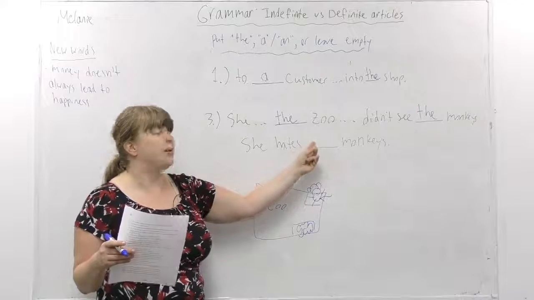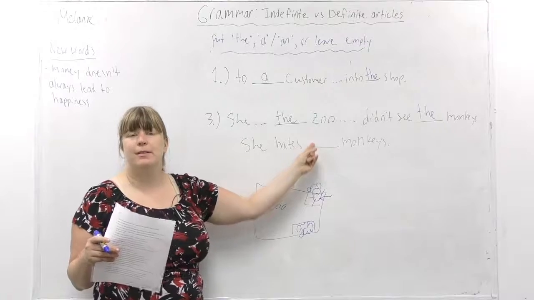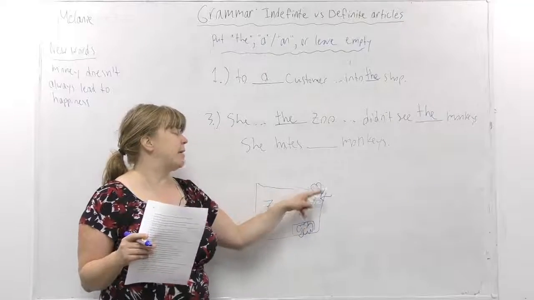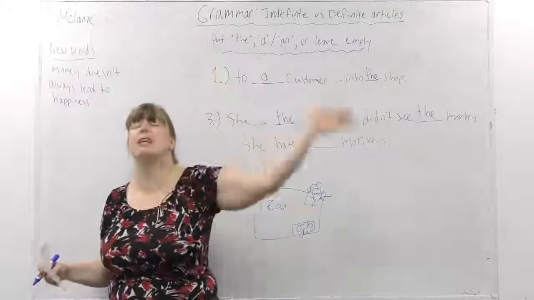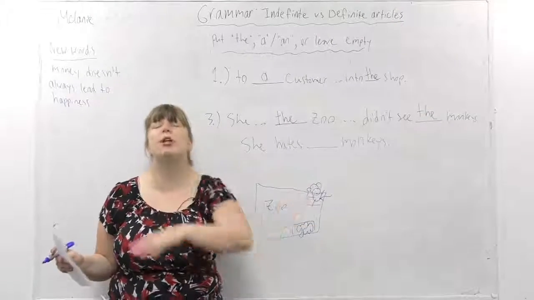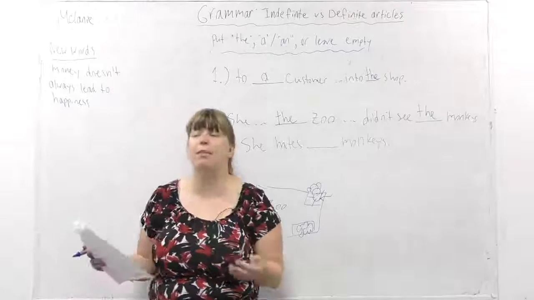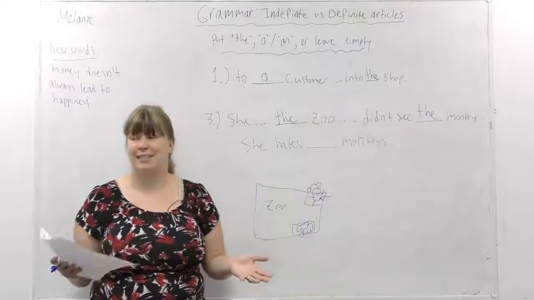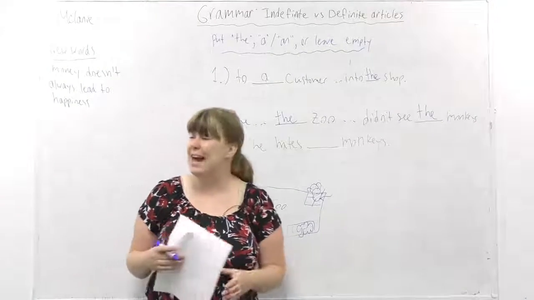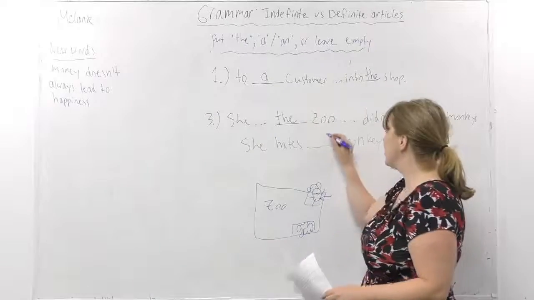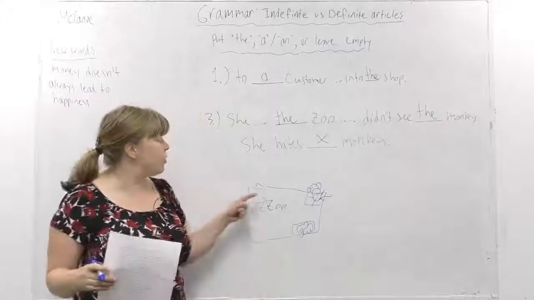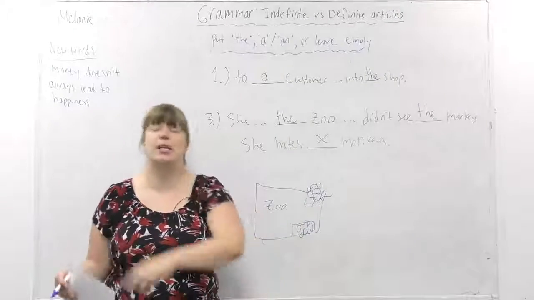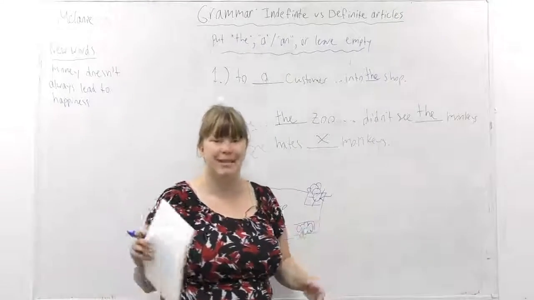So are we going to put an article? What do you think? So here's my hint. She doesn't just hate these monkeys. She hates all monkeys in the world. So she hates all monkeys in general. So if we're talking about things in general, do we use an article or no article? What do you guys think? Okay, I got an answer, no article. That is correct. Very good. So she went to the zoo, but she didn't see the monkeys because she hates monkeys, like all monkeys in general. She hates them. Okay.